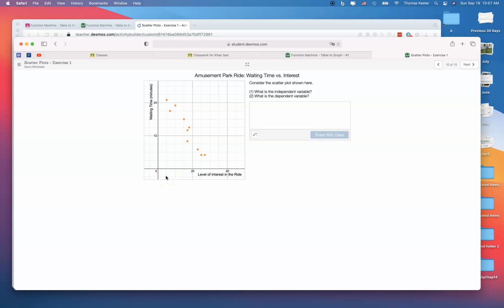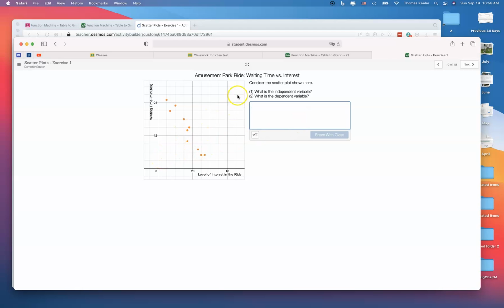Well, this one seems a little strange to me, right? I would do it the other way. I'm thinking, well, the longer you wait, the less interest you have in the ride. This seems to say as the level of interest in the ride increases, the waiting time decreases, which doesn't seem right to me. I think it would be the other way, right?